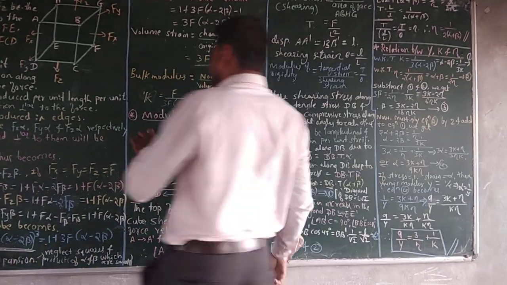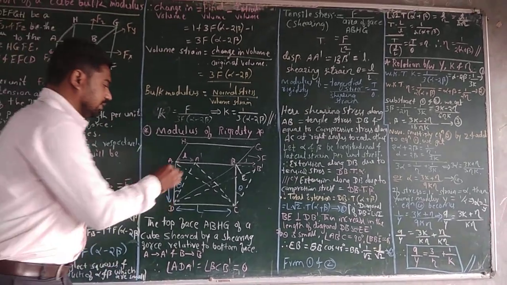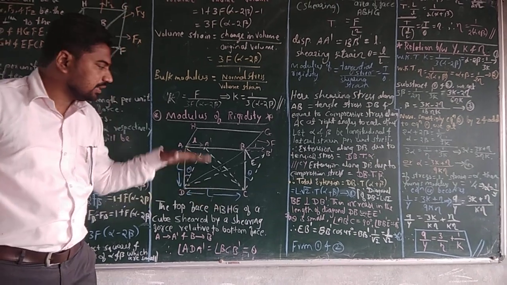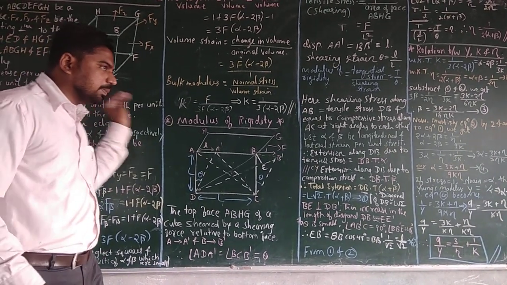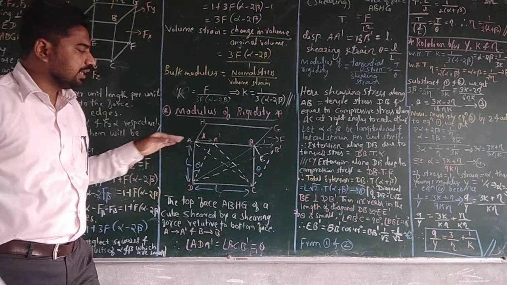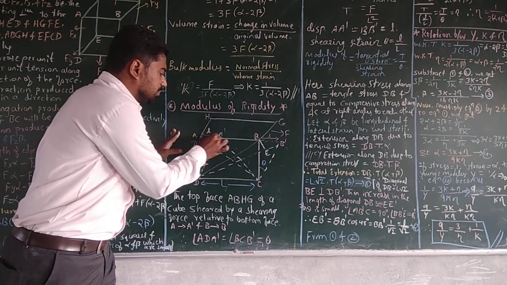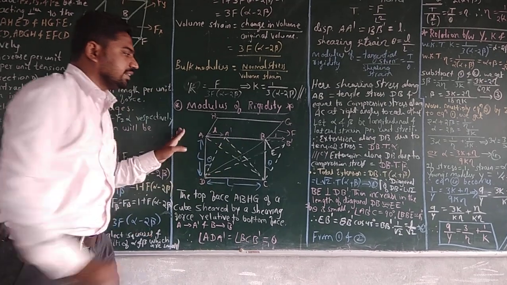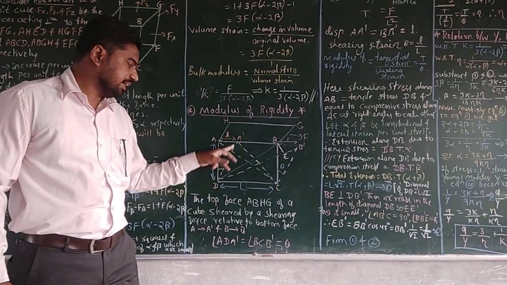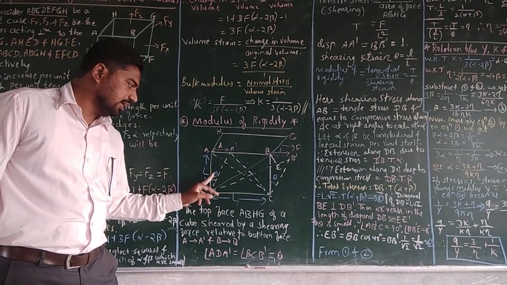You already studied this in the previous class. See here, you have to take one body. The bottom face is fixed. To the top face you apply the shearing force or tangential force. Then there is a change in the position of the face, that is A changes to A dash, B changes to B dash, with the displacement small l, making a shearing angle theta.